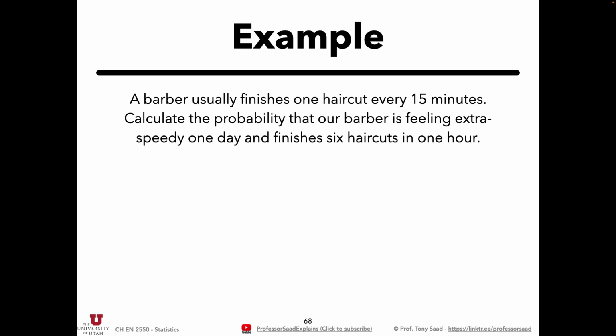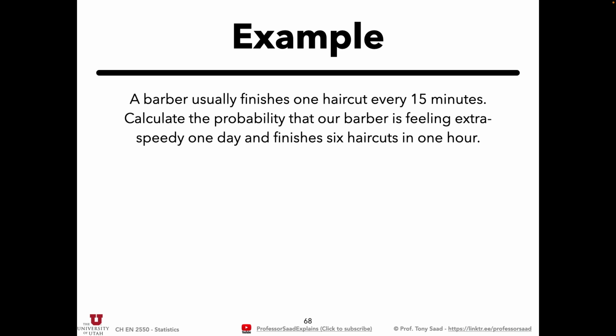So now we know that baseline, he does 1 haircut per 15 minutes. Our interval of interest is 1 hour. Now we've defined our interval. What is that lambda over that 1 hour? We expect 4 haircuts per hour on average, because he does 1 haircut per 15 minutes. So that's going to be our lambda for the Poisson distribution.